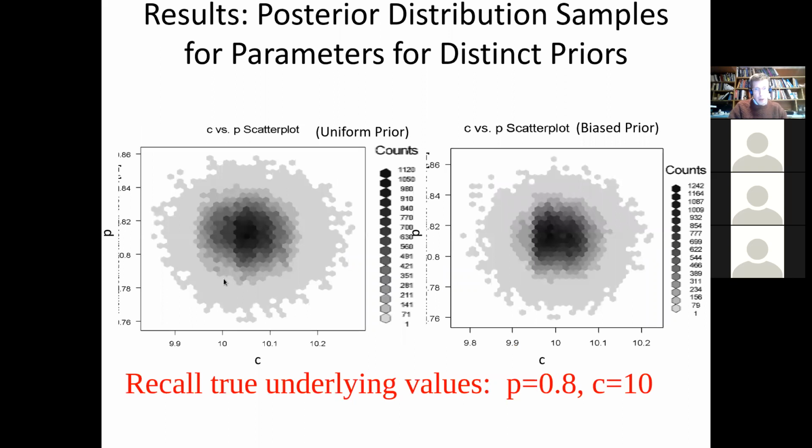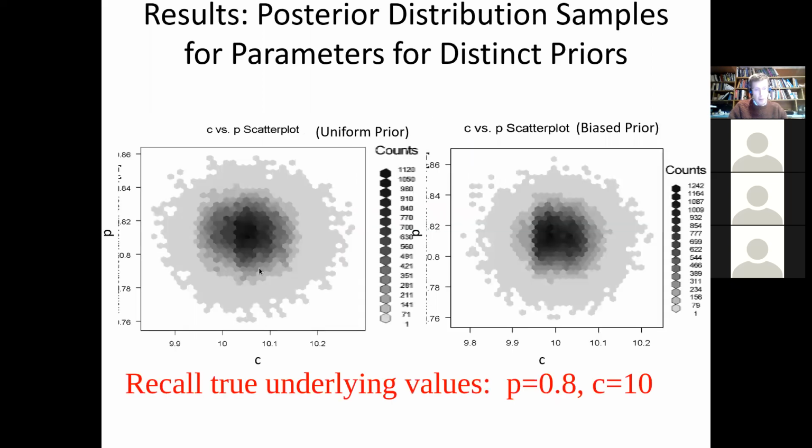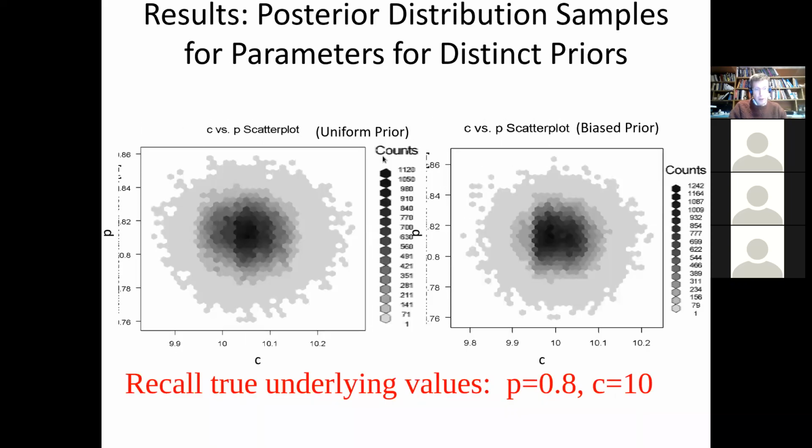Here, I wanted to show you running this in an SCIR model, and I'll see if I can give you a little example to work with in a take-home exercise. We had a true underlying value of 0.8 and a true value of C of 0.10. And here we were sampling 100,000 MCMC iterations with 20,000 burn-ins.